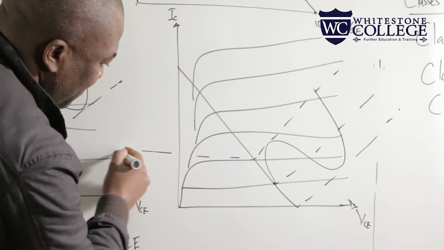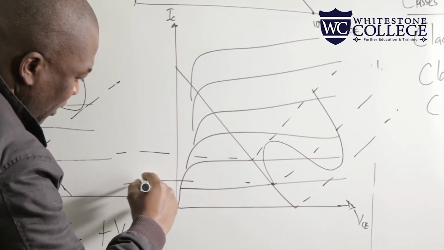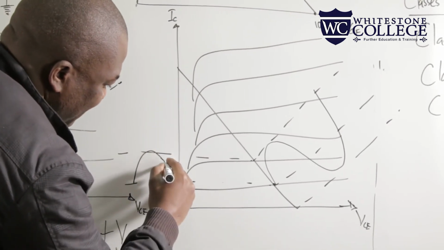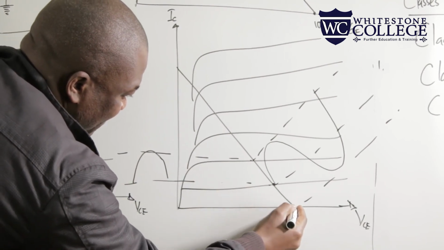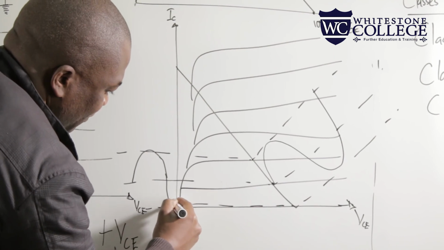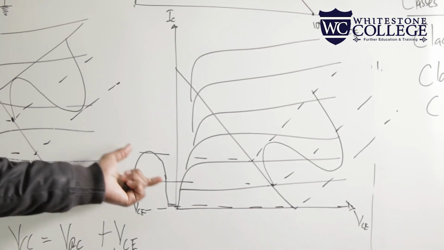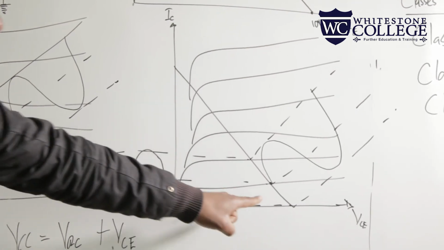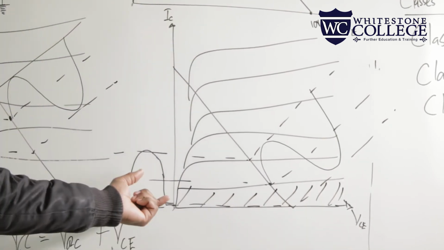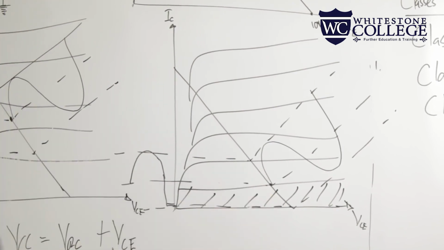All right, it's going to be like that. So our output is going to be something like that. Are we together? We're not going to have a full AC output. Why? Because, remember, this is the cutoff region. So the other part of our input is going to be cut off because of the cutoff region.